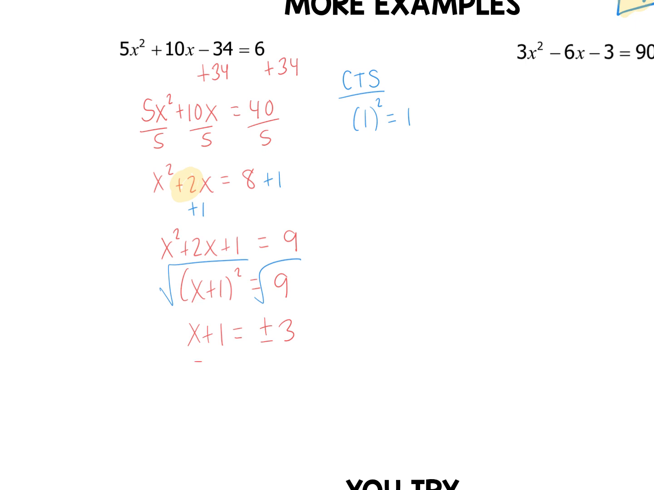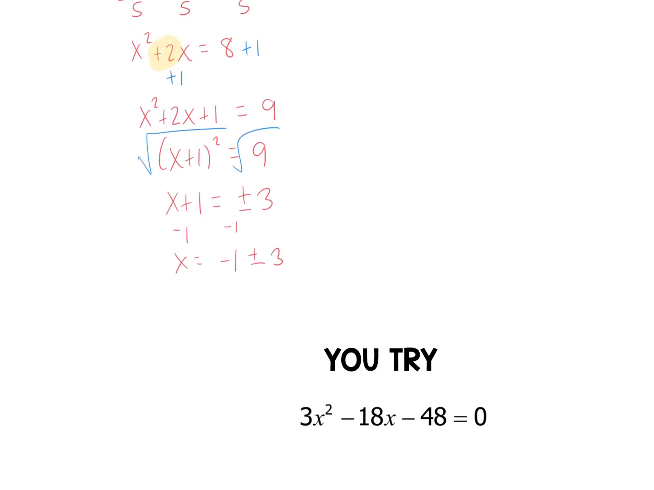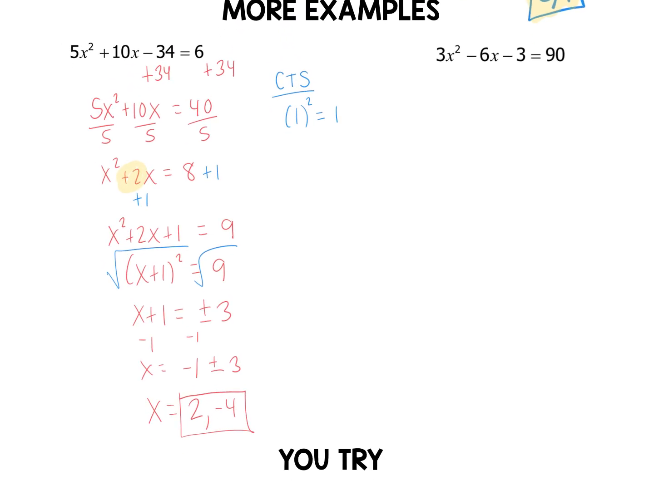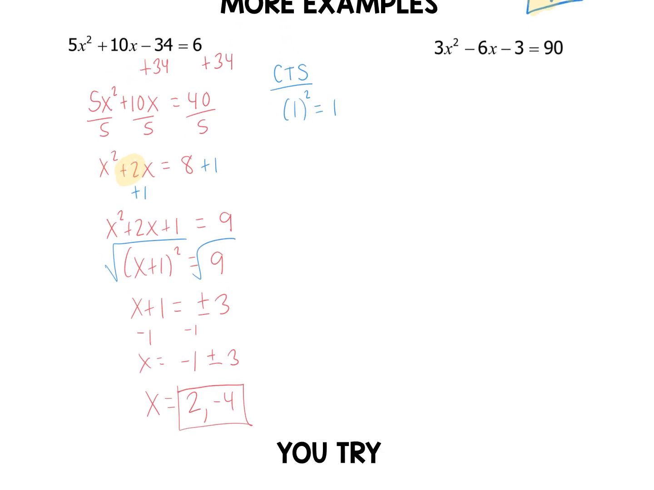Solve that for x, we're going to subtract 1. So we get x equals -1 plus or minus 3. Then just do -1 plus 3, which is +2. -1 minus 3 is -4. So those are the two answers there. And then I'm just going to highlight those really quick. So those are my answers there.